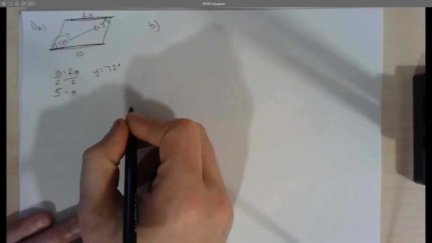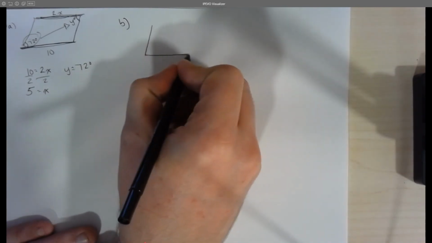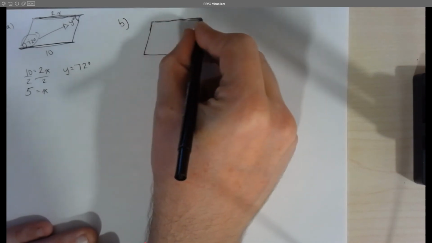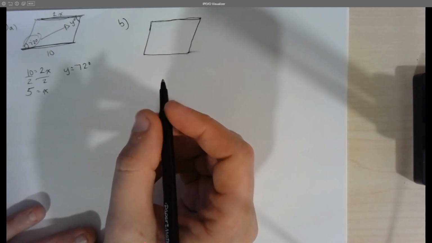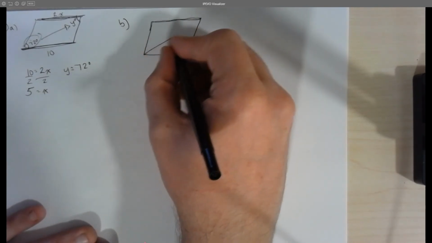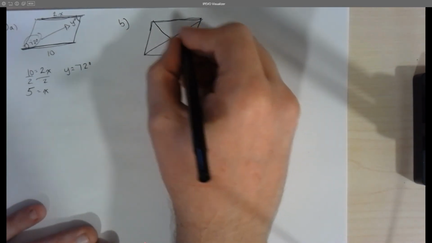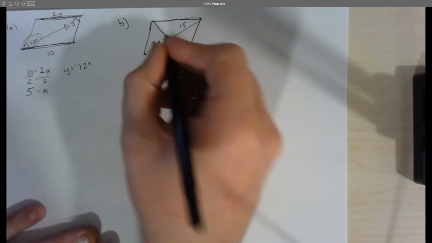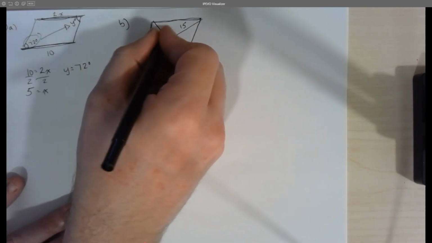B. Let's get to parallelogram B. In this one, we have one that looks a little bit more like a rhombus, but here's our parallelogram, and we have lines going through the middle. We're told that this is 15, that this is 3x, that this is 12, and that this is 4y.